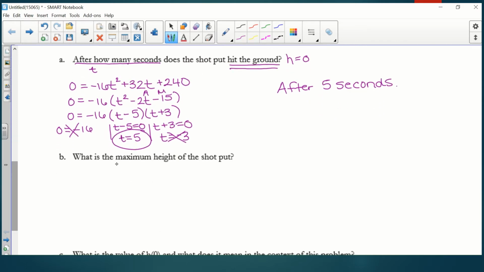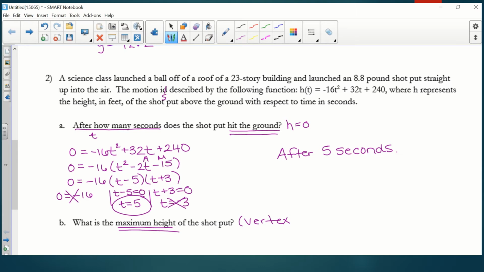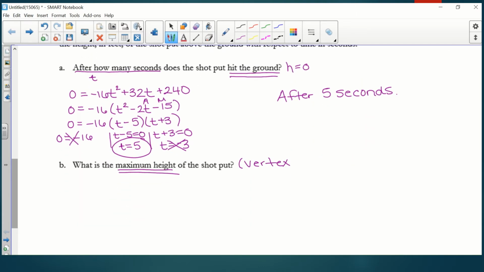What is the maximum height? So again, maximum or minimum always refers to the vertex. And in this case, when we're trying to find the maximum height, height refers to h, or the y value in this case. Okay, now in order for us to find the y value of the vertex, we're probably going to need to know the x value, or in the context of our problem, we're going to need to know t. We're going to need to know time before we can find out height.